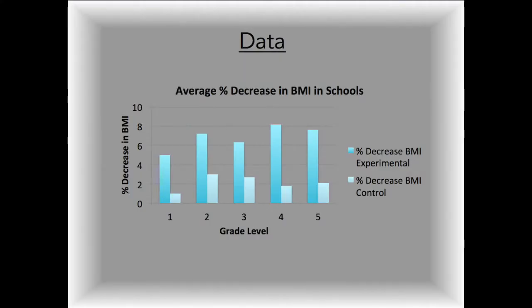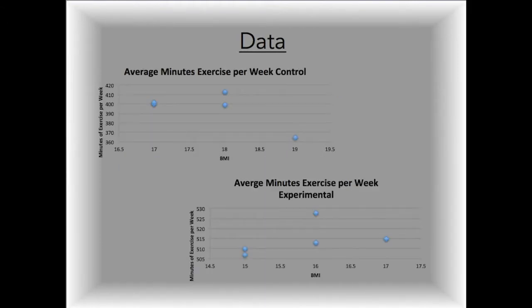Yeah, sure. So for our bivariate analysis, we use t-tests to analyze the differences between the average % decrease in BMI between the control and experimental schools. So the graphs you see now show the % decrease in BMI between the schools receiving the intervention and the schools not receiving the intervention. The data shows that the experimental schools had a higher % decrease in BMI. The graphs show that the experimental schools had a higher mean minutes of exercise per week than the control schools. We will discuss the results in a bit.